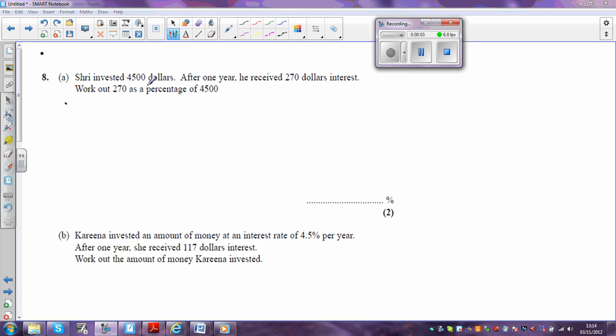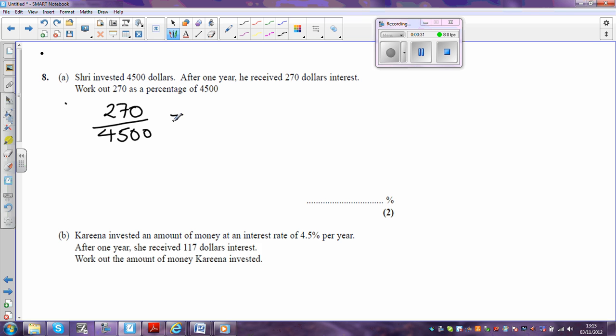Okay, so we've got someone investing $4,500, and the interest he gets is $270. 270 as a percentage of 4,500. I find it sometimes helps to ask yourself the question, what's 270 as a fraction of 4,500? Well, that's just 270 over 4,500. Okay, so 270 is, if you like, 270 4,500ths of 4,500.